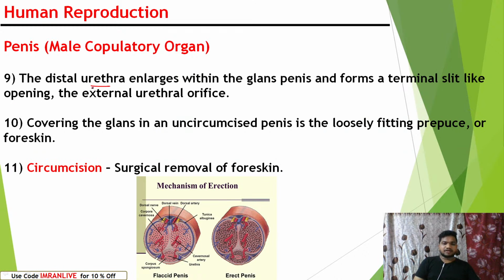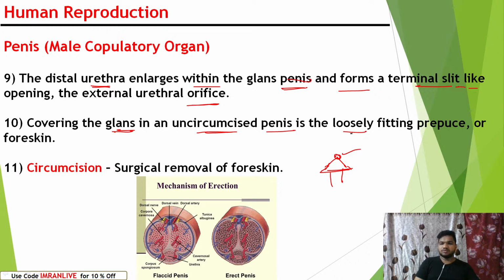The distal urethra enlarges within the glans penis, and it forms a terminal slit-like opening, the external urethral orifice, which opens to the exterior. So at the end of the penis, roughly I'm drawing here, it opens at the end of the penis. It is covering the glans.